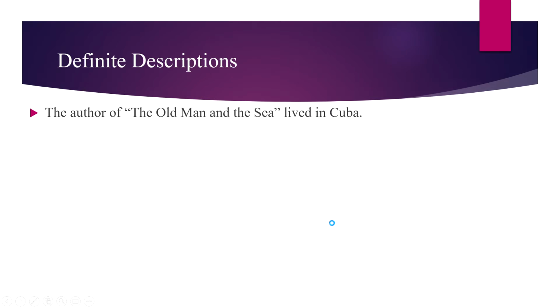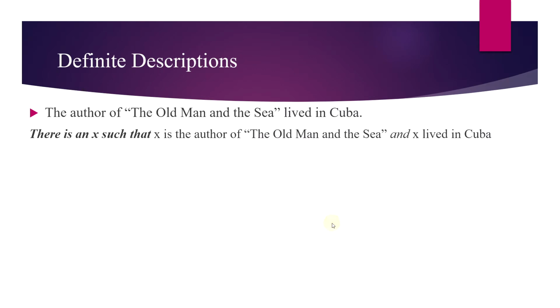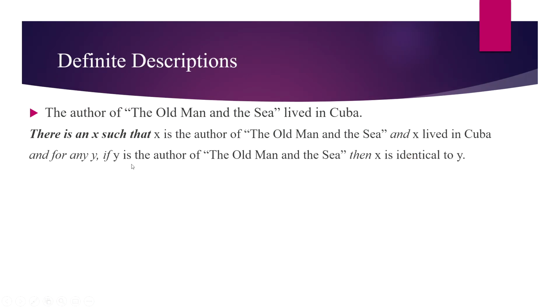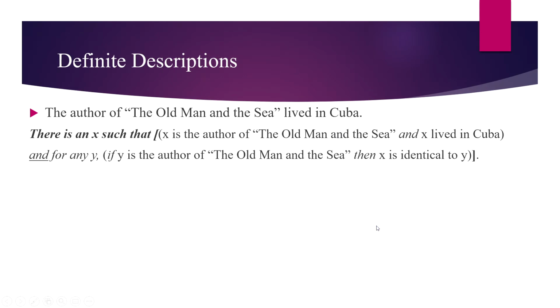So let's quickly go through this second example. We have there is an X such that X is the author of The Old Man and the Sea and X lived in Cuba. And then the uniqueness claim, right, that uniqueness part is exactly the same as it was in the first example. And for any Y, if Y is the author of The Old Man and the Sea, then X is identical to Y, right? This is the exact structure you're going to see for any definite description.